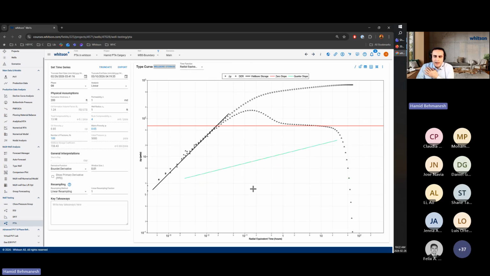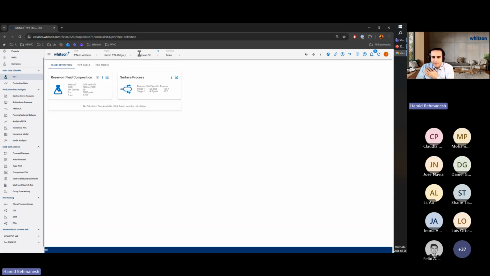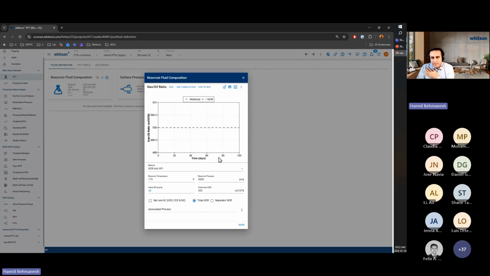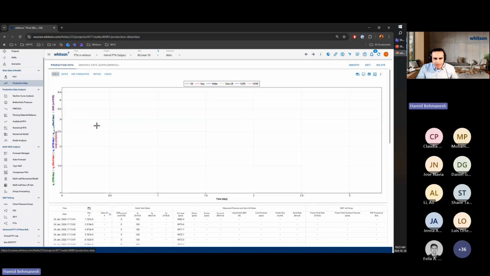Now we're going to take a look at another well. If you switch the valve to bilinear oil, the first thing we need to do is go to the PVT section. So in the well section, I switched to bilinear oil, go to PVT and click on this edit button, leave as is, click on save and go to production data. This PVT step is essential.